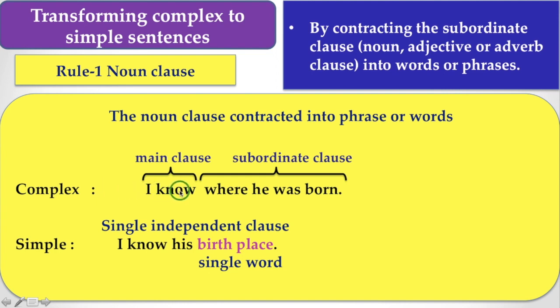And when you are asked to convert it into a simple one, you have to use only one independent clause with one finite verb also. So how can we contract it? We just use one single word instead of this whole subordinate clause, that is, "where he was born" is replaced by "his birthplace." That is, I know his birthplace. Here a single word is used to contract the whole subordinate clause.